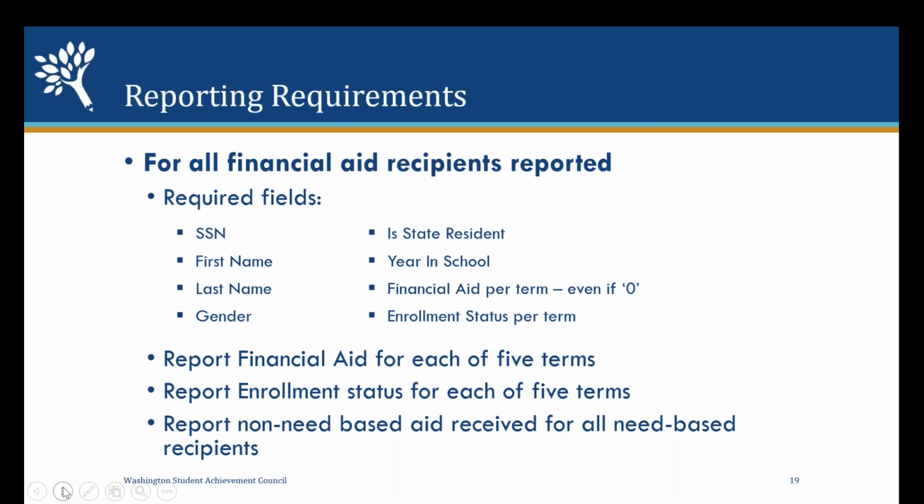Report financial aid for each of the 5 terms, report enrollment status for each of the 5 terms, and report non-need-based aid received for all need-based recipients. So, like I said, if they received even $1 of need-based aid, we want you to report them, even if the rest of their aid was non-need-based.